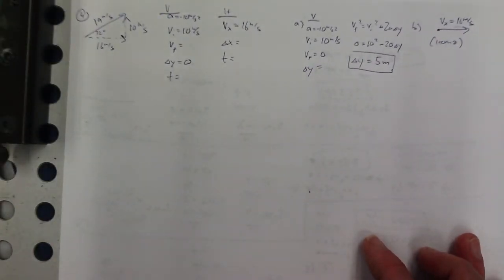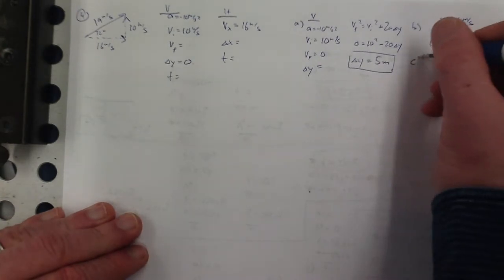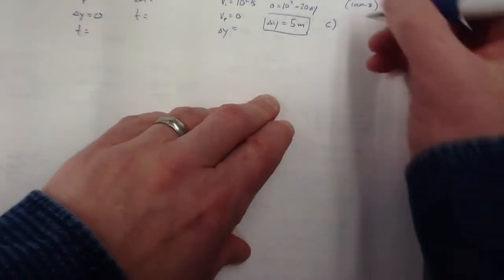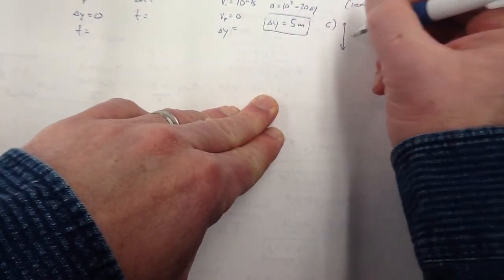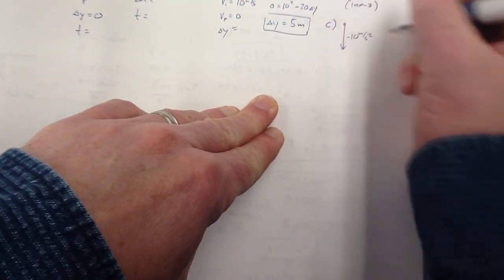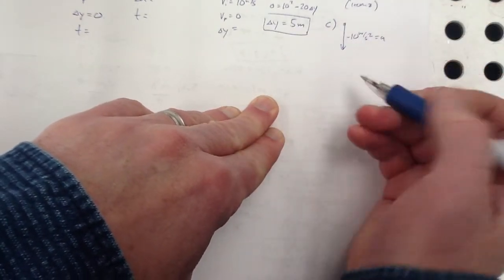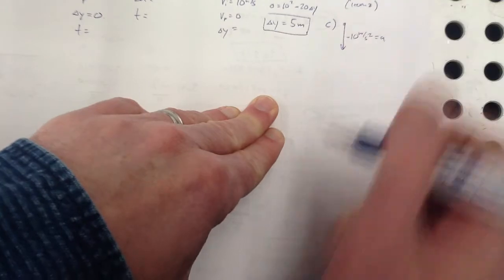What is the acceleration of the ball at the maximum height? Well, the acceleration of the ball is the same all the time. The acceleration of the ball is -10 meters per second squared. This does not mean it's going that way. This is the acceleration. This is how the velocity is changing.